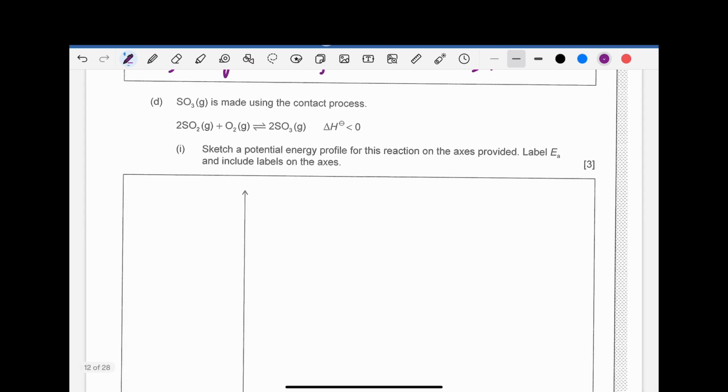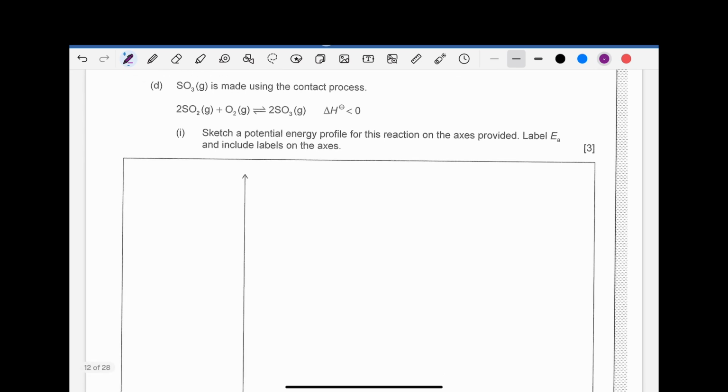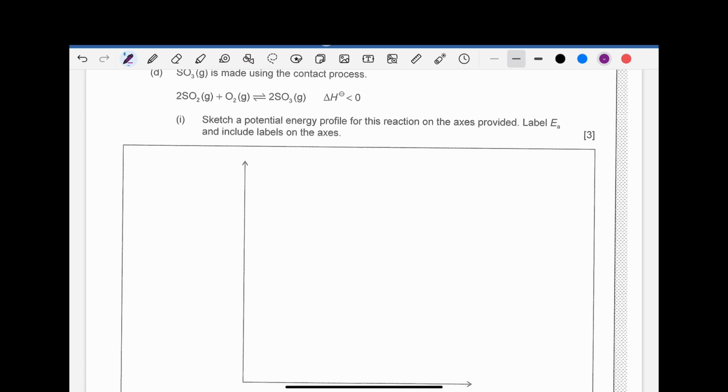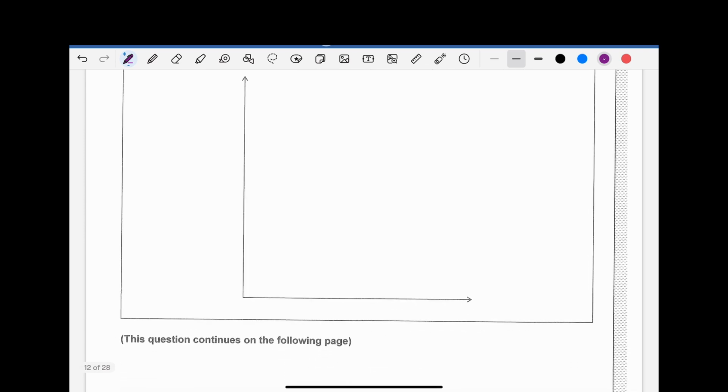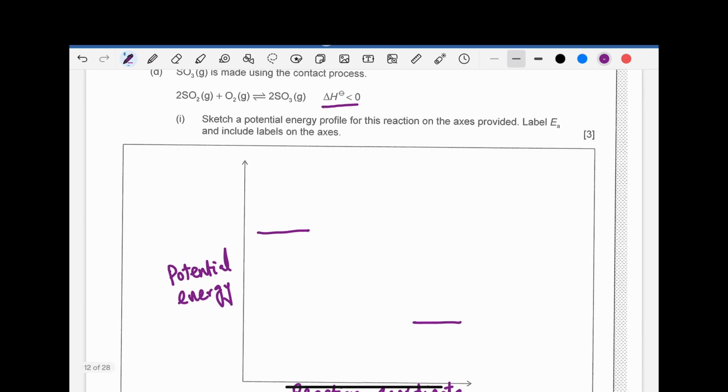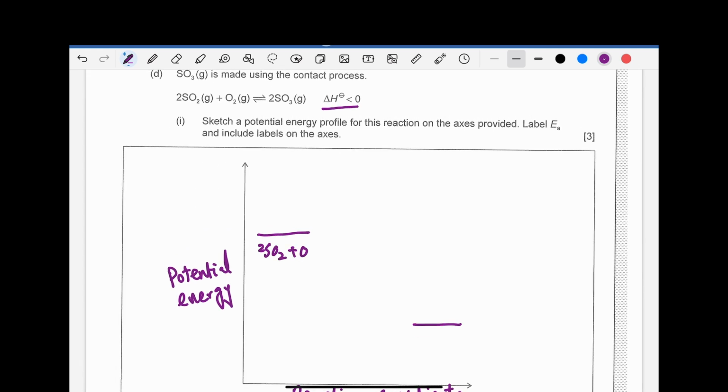Okay, SO3 is made using the contact process. Two sulfur dioxide react with oxygen forming sulfur trioxide. So delta H naught is less than 0, which suggests this is an exothermic reaction. The x-axis we need to label as reaction coordinate, and the y-axis will be potential energy. In exothermic reactions, reactants have higher energy compared to products. So our reactants are 2SO2 plus O2, and our products are 2SO3.